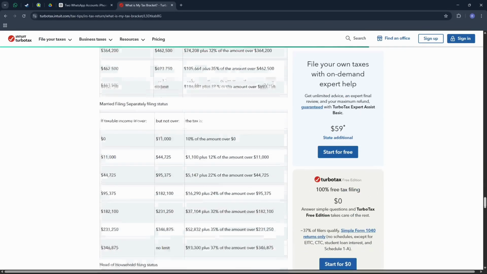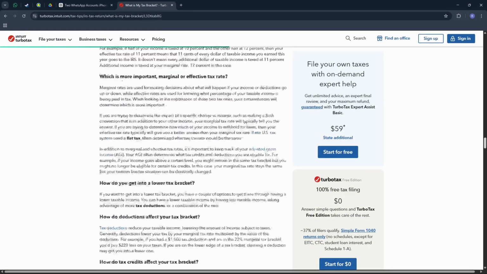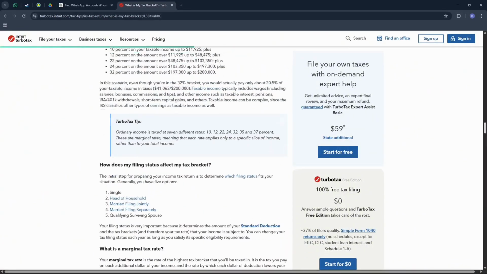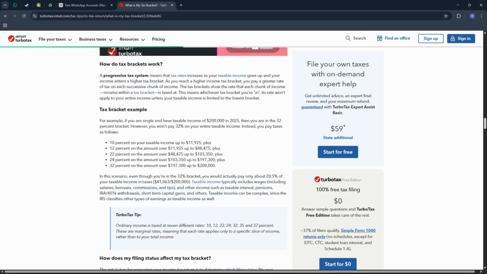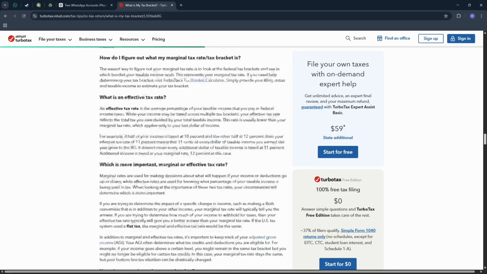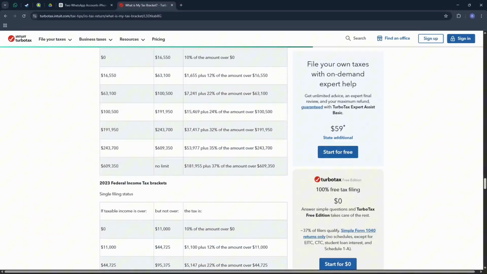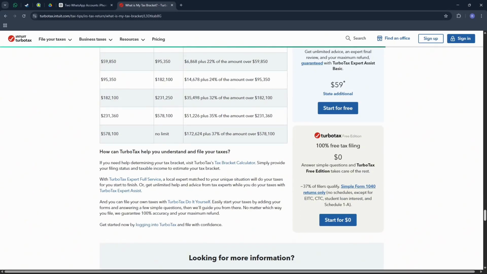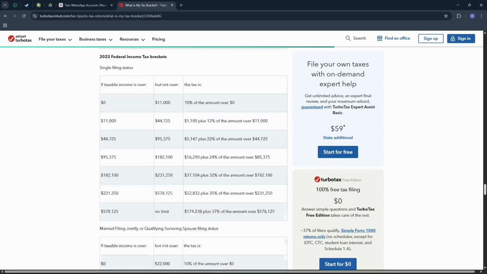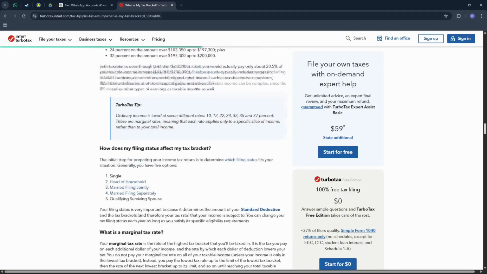It's also important to note that tax brackets are different depending on your filing status, such as single, married filing jointly, married filing separately, head of household, or qualifying surviving spouse, so your exact bracket depends on your personal situation. Now, even though these numbers may look confusing, the good news is that when you use TurboTax, it automatically calculates your tax bracket for you based on your income and filing status, so you don't have to figure it out manually, and that's it.